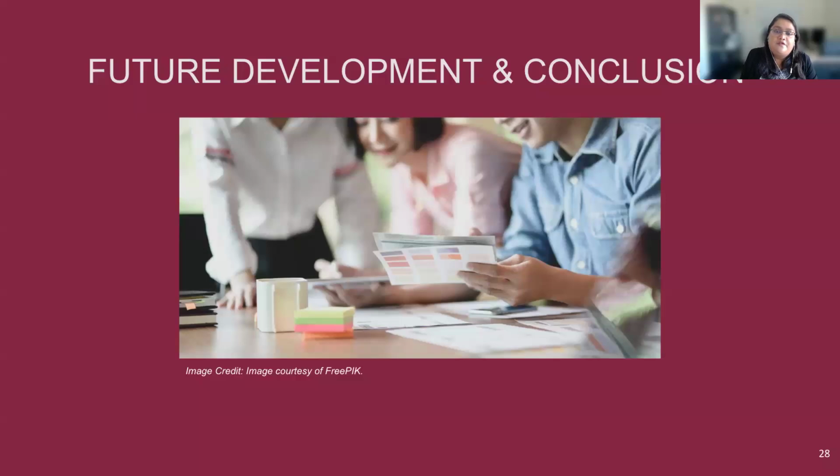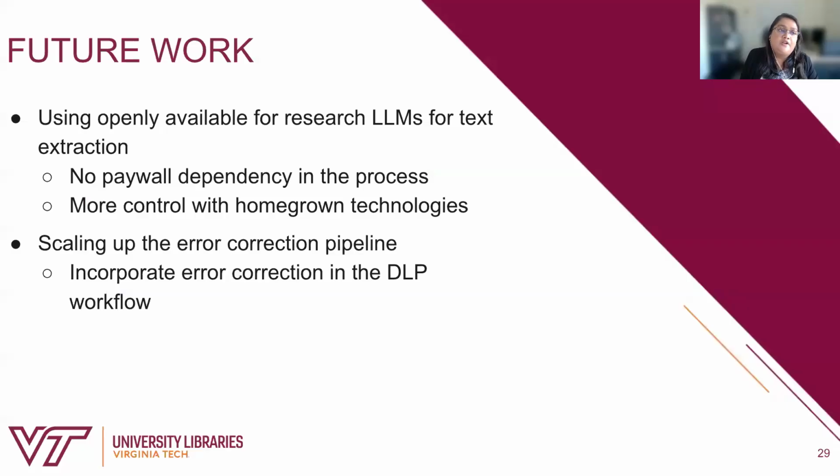Now we move on to some future development and conclusion from what we have learned so far. Some future work, which I have been currently investigating, is using openly available models for text extraction. As you may recall, text extraction currently uses AWS Textract, which is a proprietary model. It's been shown to do pretty well, but you have to pay for accessing their APIs. The biggest challenge I found with Textract is they don't give us access to their model weights, which means we don't have any control. We cannot fine-tune their model. We're basically bound by their APIs.